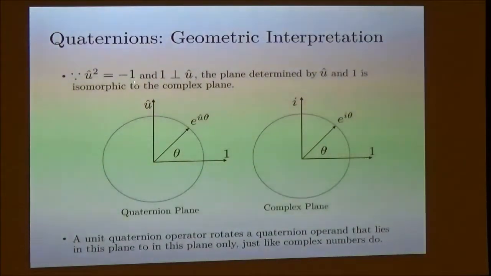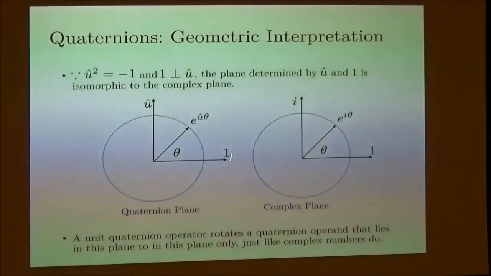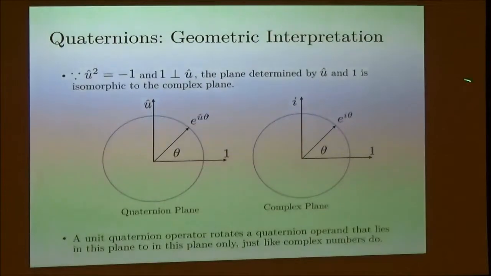So if u hat squared is minus 1 and 1 is perpendicular to u hat, then we can form a quaternion plane from 1 and u hat. Right? So we get 1 and u hat. And since u hat squared is minus 1, and these two are perpendicular to each other, this looks very much like your regular complex plane.